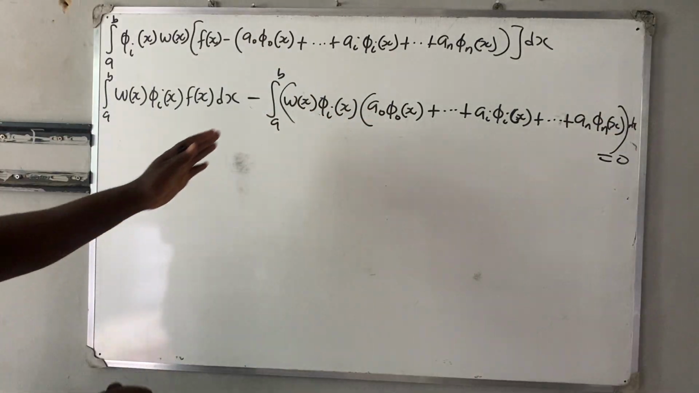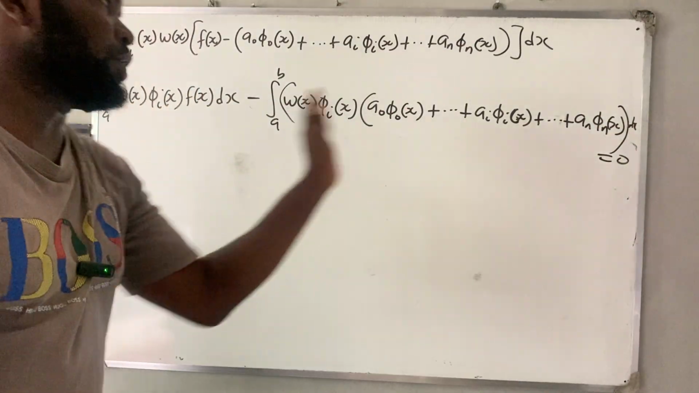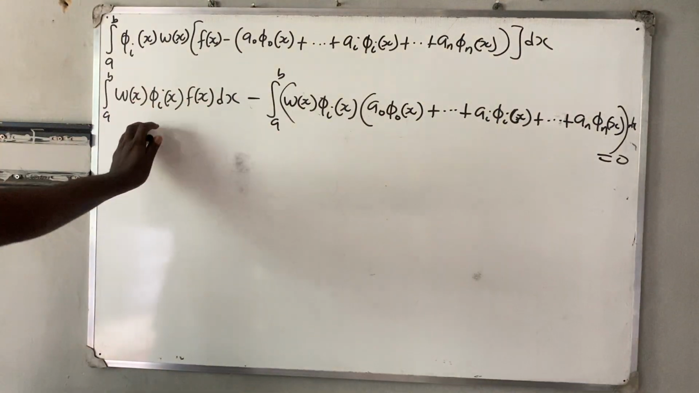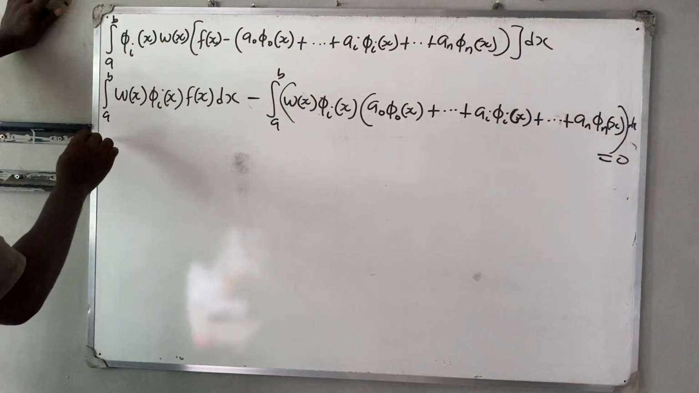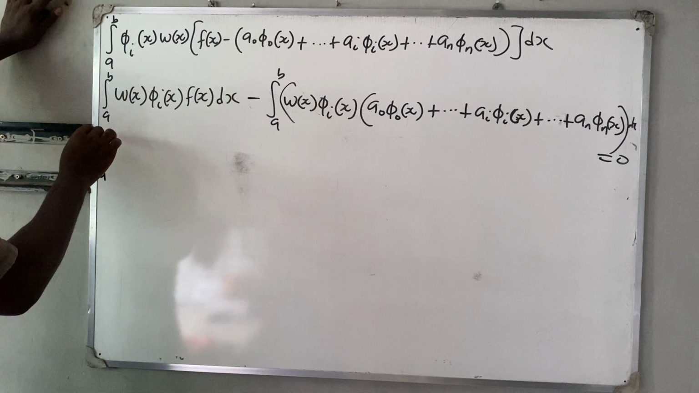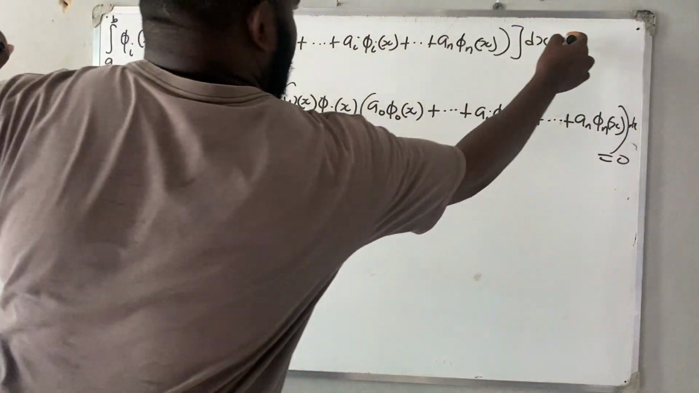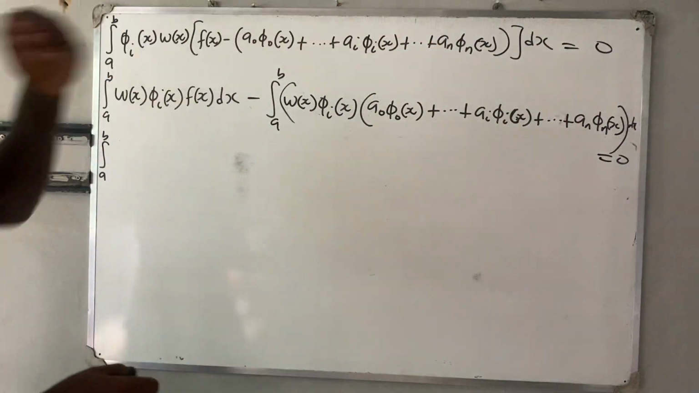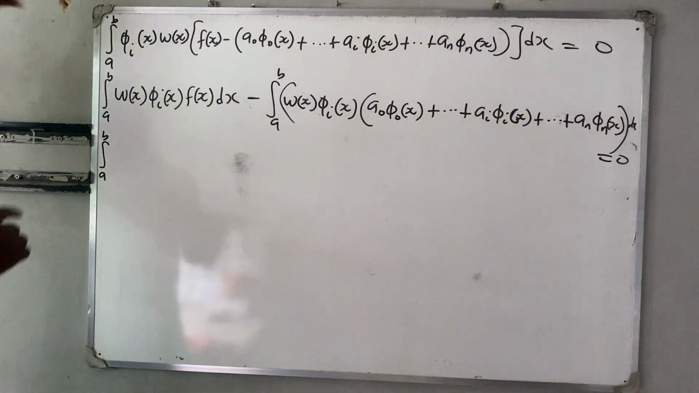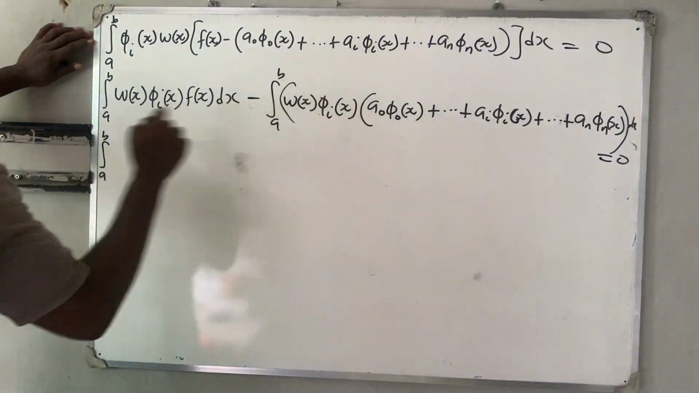Don't forget it is equal to 0. So if it's equal to 0, this one can move to the other side. If it moves to the other side, we will now have that this is equal to this. So I'm going to have the integral from a to b. Don't forget that all these things I wrote are always equal to 0. Please don't forget that. So I have this one moving to the other side.